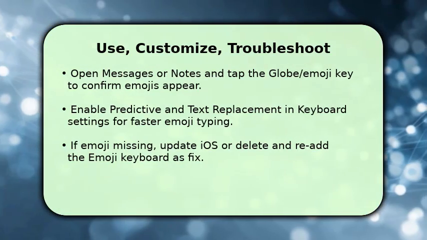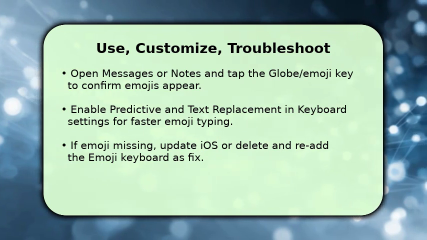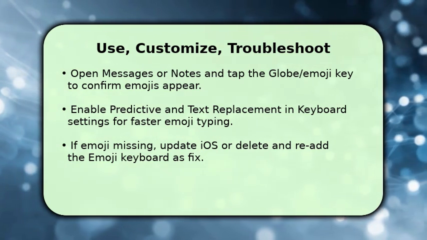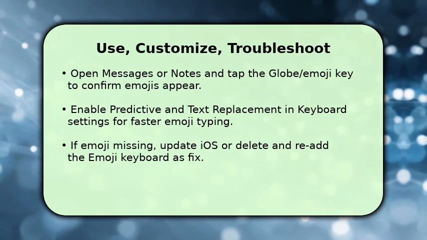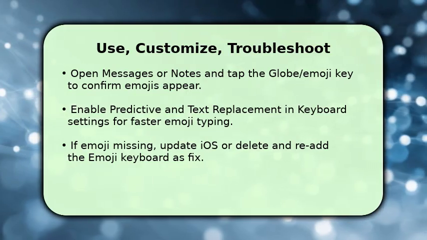Open Messages or Notes and tap the globe or emoji icon to confirm emojis appear. Try predictive suggestions if enabled. You can enable predictive and set text replacements to insert emojis faster.